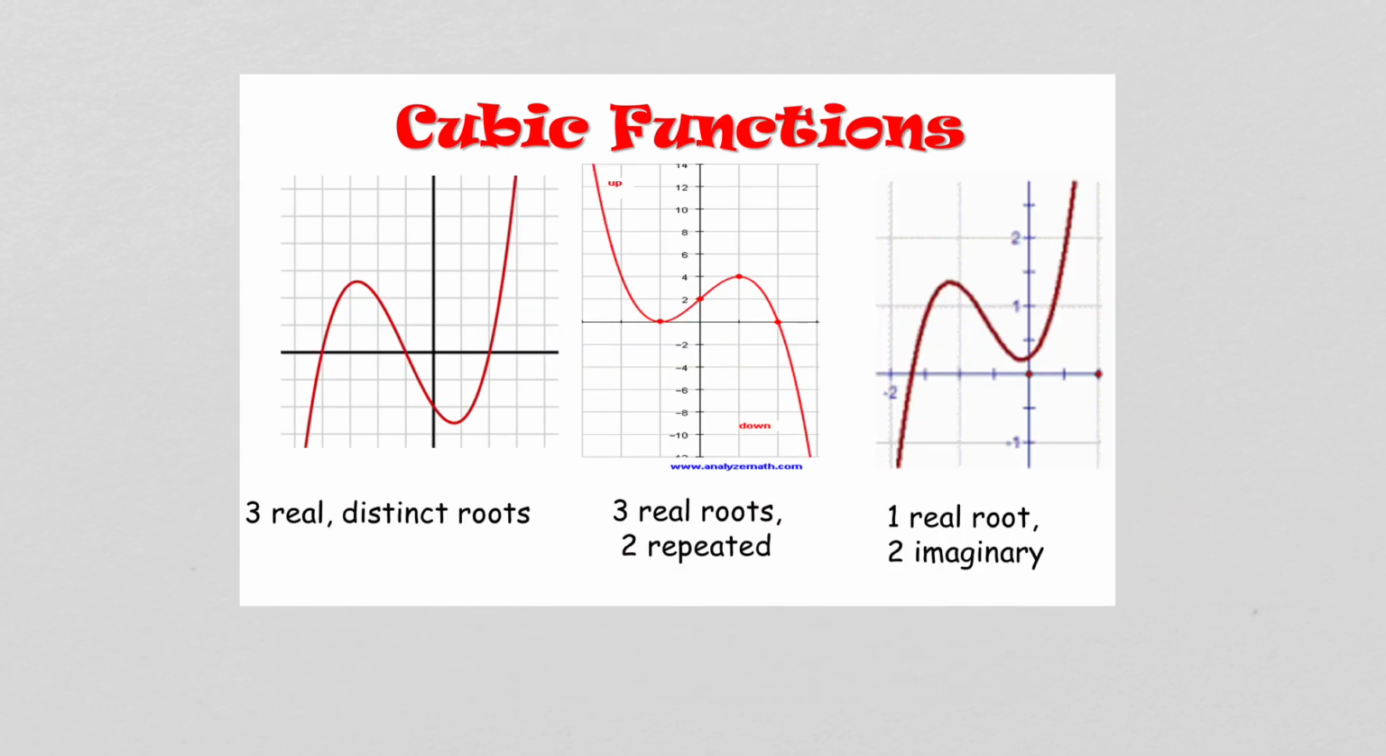When we look at cubic functions, we say they can have three distinct roots. So in other words, it can cross the x-axis at three different places. Or they can have three real roots where two are repeated. So in other words, it sits on the x-axis or it straddles the x-axis. And it can also have one real root where two are imaginary. In other words, it only cuts the x-axis once.